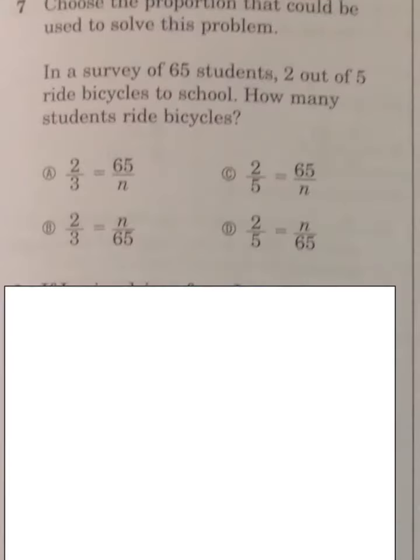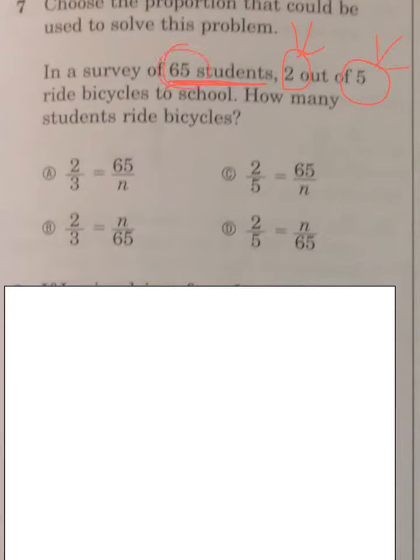5/8. Number 7, choose the proportion that could be used to solve this problem. In a survey of 65 students, 2 out of 5 ride bicycles to school. How many students ride bicycles? First, you need to look at what do these numbers mean. 65 students is a total of students. Then you have 2 out of 5 ride bicycles. That means 2 ride bicycles to 5 total.